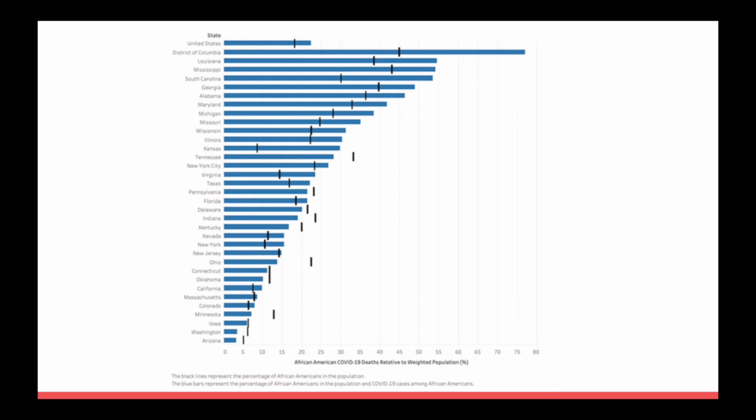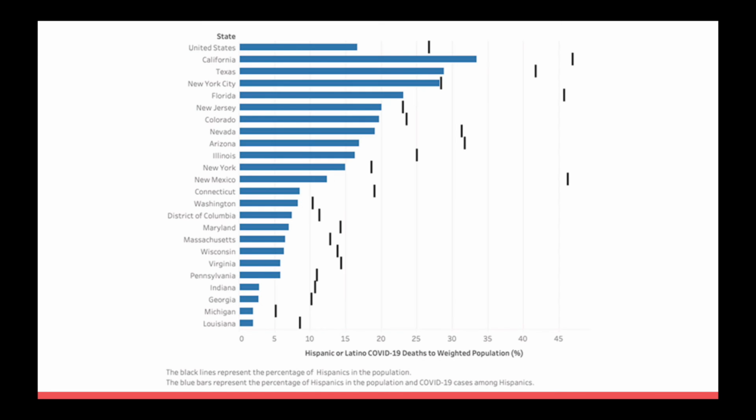So here I provided some data that was presented in the research article. The black lines represent the percentage of African Americans in that state's population, and the blue bars running across the page represent the percentage of African Americans that had COVID-19. A lot of these bars and black lines are really close to each other. So it just shows how high the incidence rates of COVID-19 were in the African American population. And this is another graph, on Hispanics and their incidence of COVID-19 in certain states across the United States.